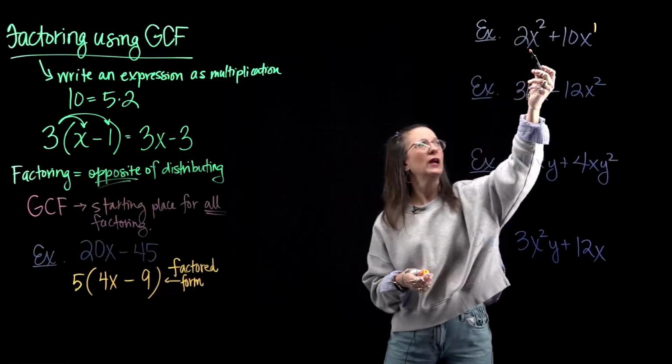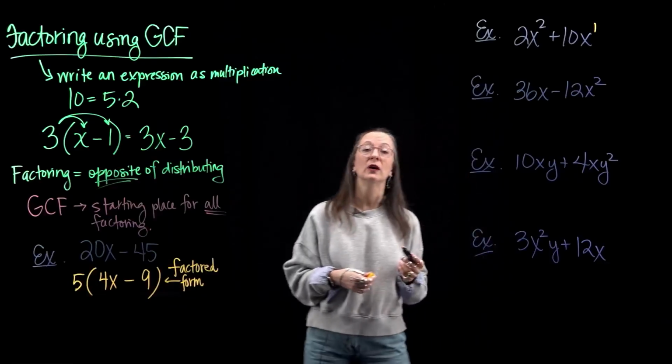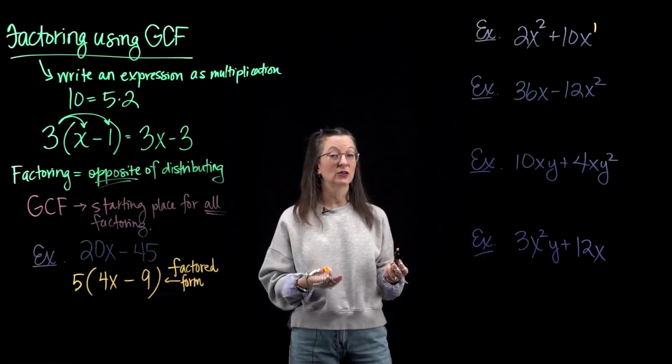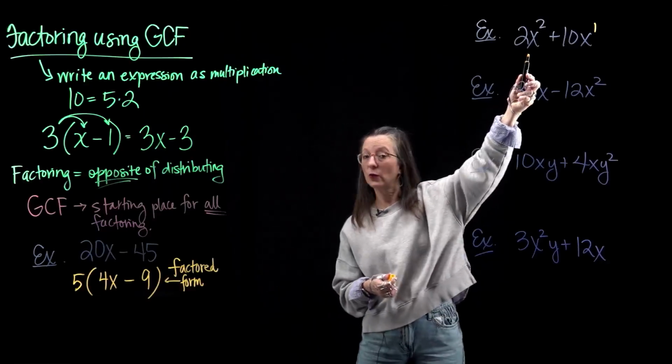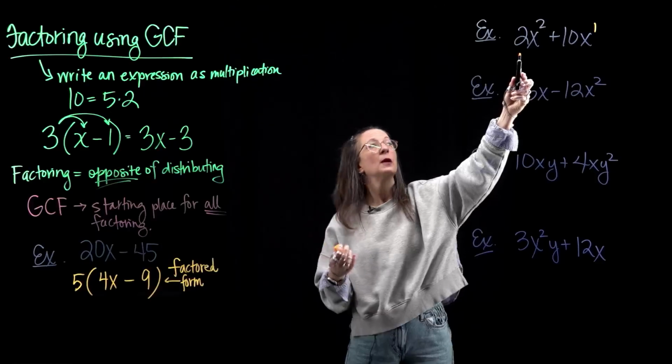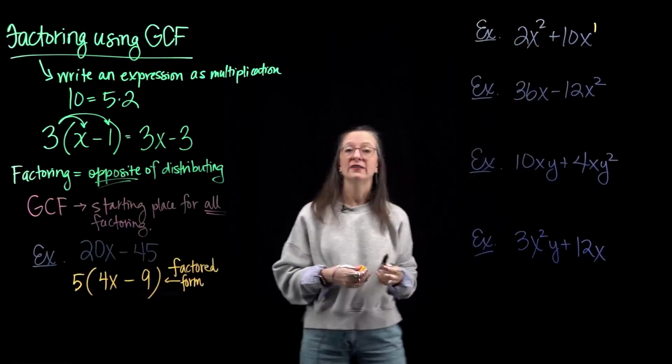So x squared and x to the first power, they share a factor of x. They both have an x. Now, x squared has an additional x, but they both have an x.